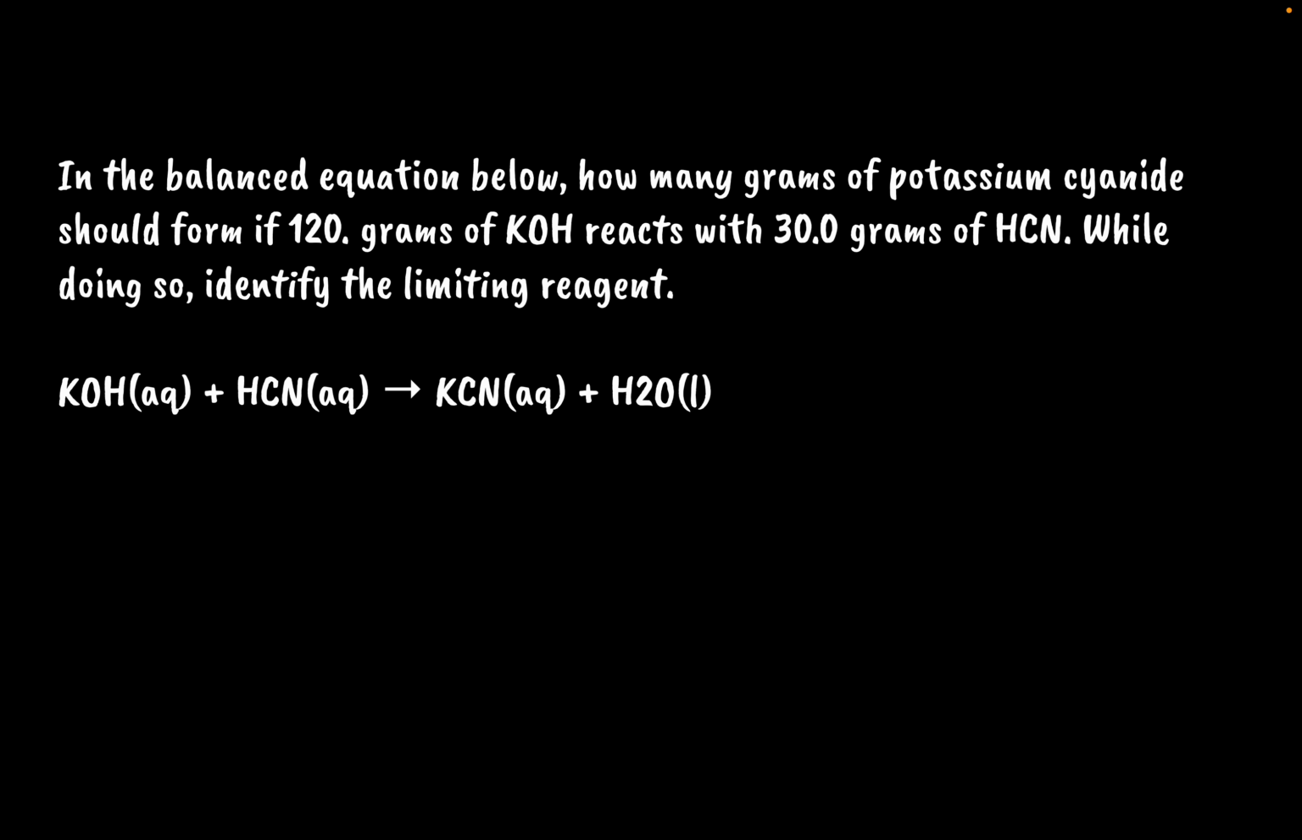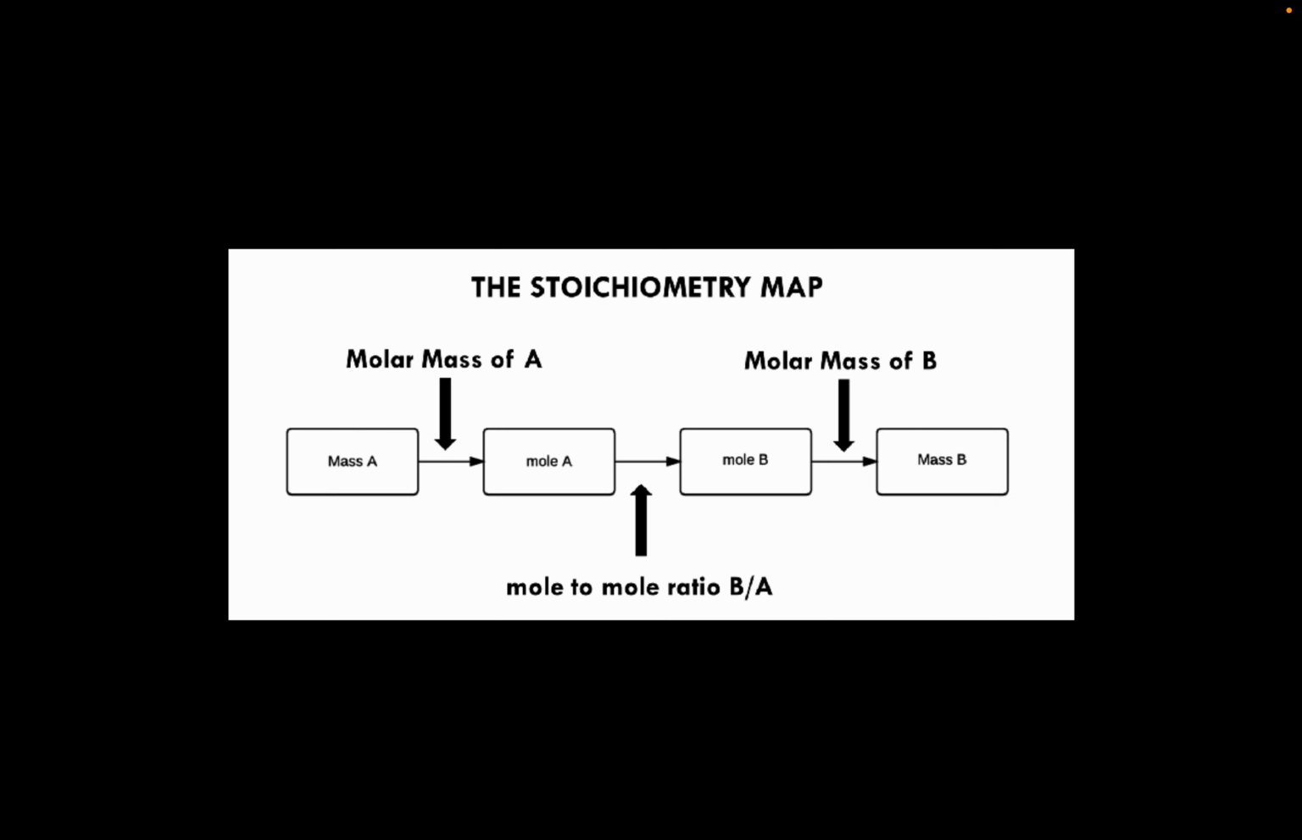To find this, we need the stoichiometry map. And so this is the map. It shows us the steps we need to go through from mass to moles, from element to element. The arrows show the information you need. Like mass to moles, you would need the division of the molar mass. Moles to moles, you would need the mole to mole ratio, which you would get by putting the moles of the reagent you want over the moles of the reagent you have. And to find these moles, you would get the coefficients of the balanced equation. And to go from moles to mass, you would multiply by the molar mass.